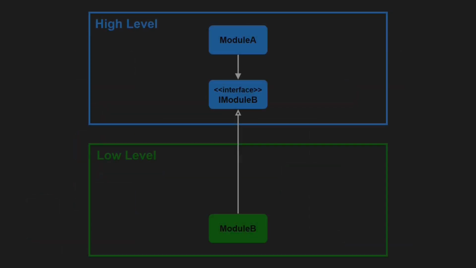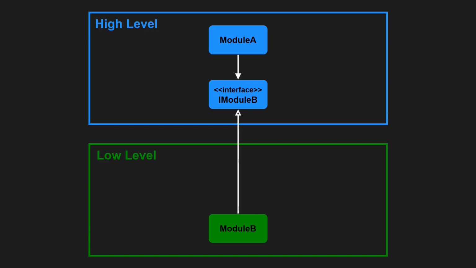Now, although such a design makes it easier to reuse high-level modules in other contexts, at the same time, it has a significant drawback. Low-level modules are now coupled to the high-level modules, as the interfaces implemented by the low-level modules are defined in those high-level modules, which makes it harder, if not even impossible, to reuse the low-level modules in other contexts, for example in other applications.